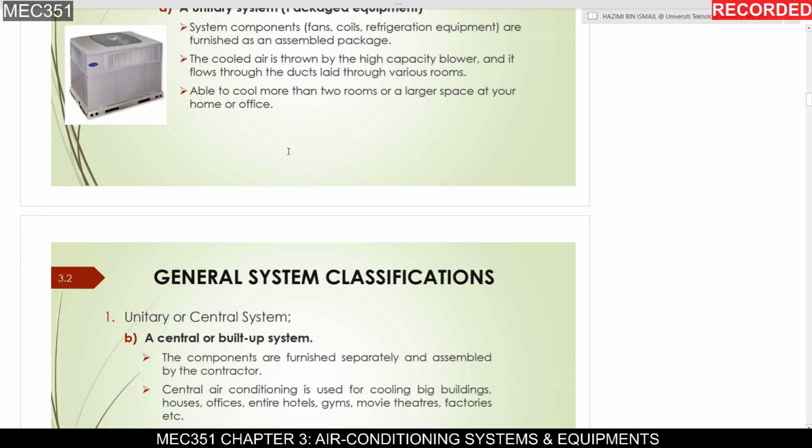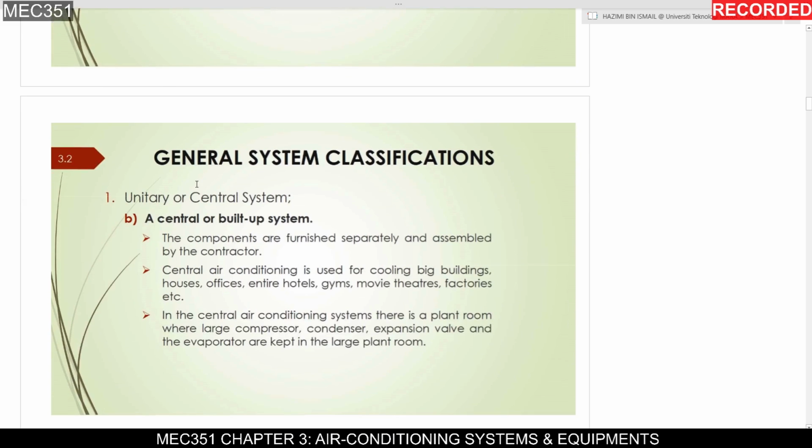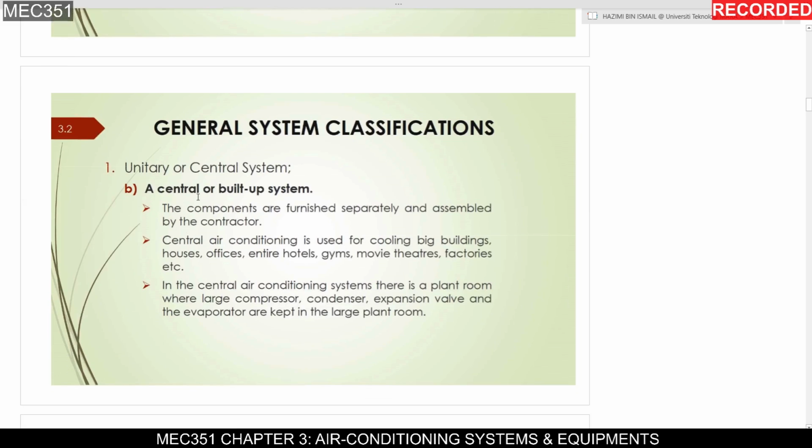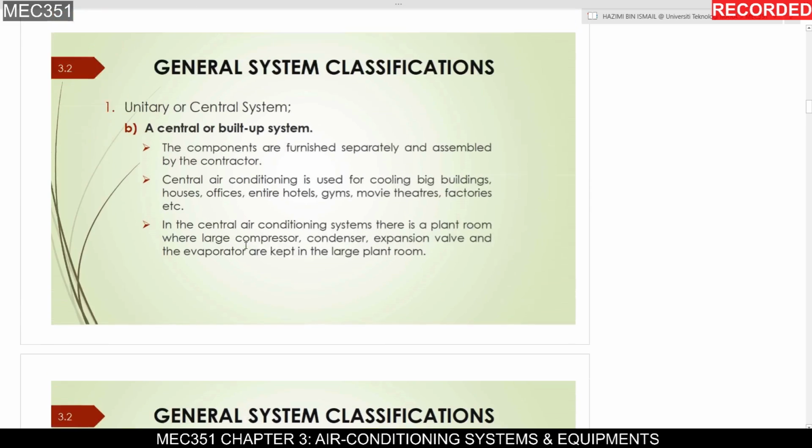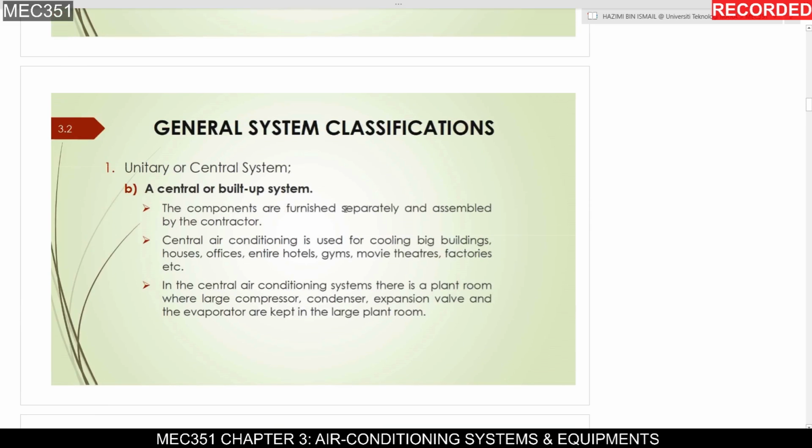Okay, and the other type of central system is what we call a centralized system or chiller. The components are furnished separately and assembled by the contractor. Central air conditioning system is used for cooling big buildings, houses, offices, entire hotels, gyms, movie theaters, factories, and also in our UiTM in Penang.